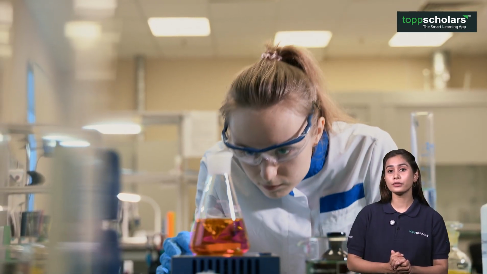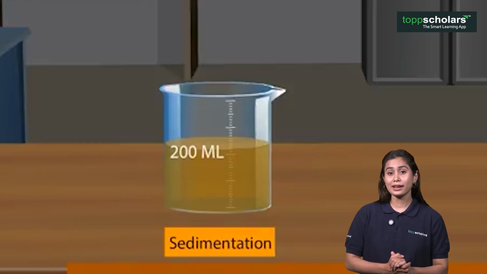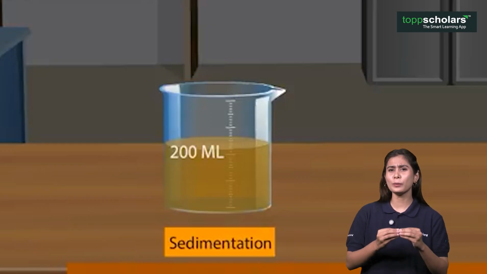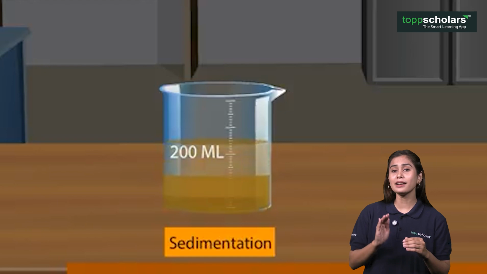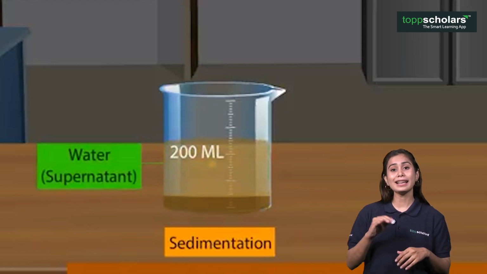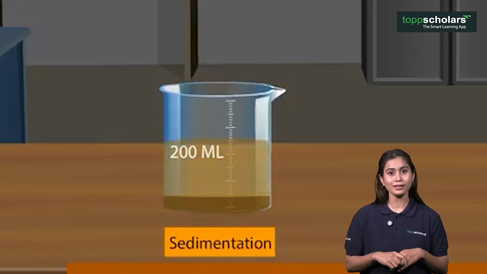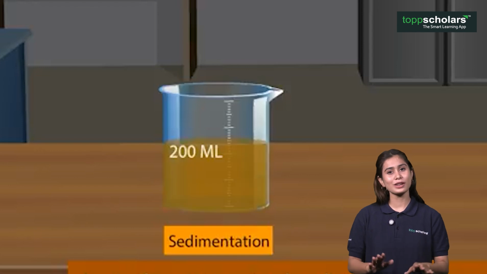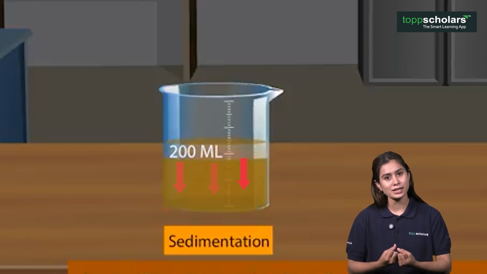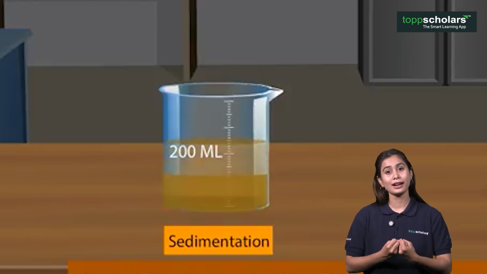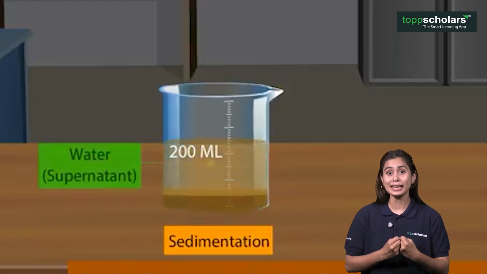What do you observe? You can see that the heavier, insoluble impurities have settled at the bottom of the beaker and clearer water is left on top. This settling process is called sedimentation. Now, all thanks to gravity, which pulls the heavier particles known as sediments down to the bottom, separating them from the liquid above. Now, let's move to the next step.